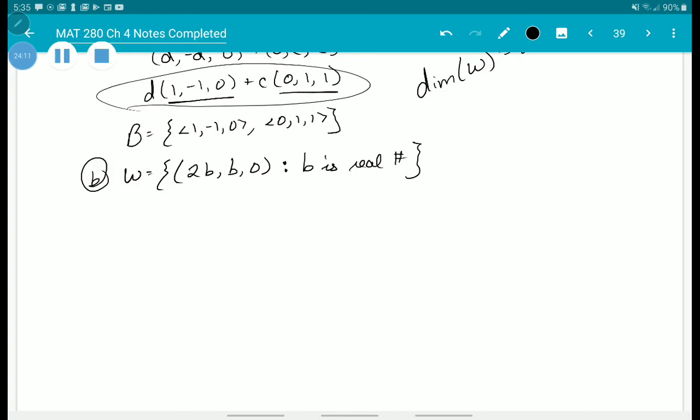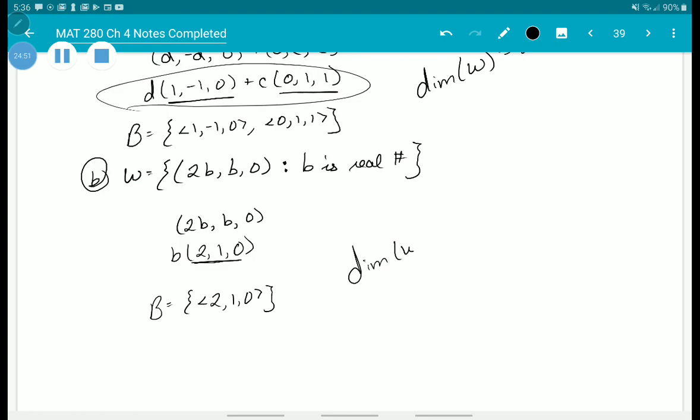So now our vector space, W, is going to have vectors that look like this. 2B, B, and then 0. And B is just some real number. So let's undo, kind of pull apart what this looks like. So our vectors are 2B, B, and 0. So notice I only have one variable in there. And if I pull that variable out, all my vectors are really a scalar multiple of this vector 2, 1, 0. So my basis here only has one vector in it. So then we would say that the dimension of W in this case is 1.